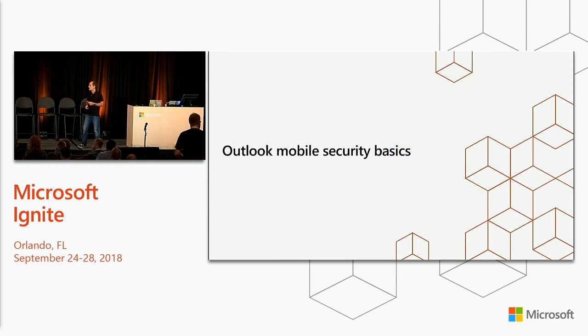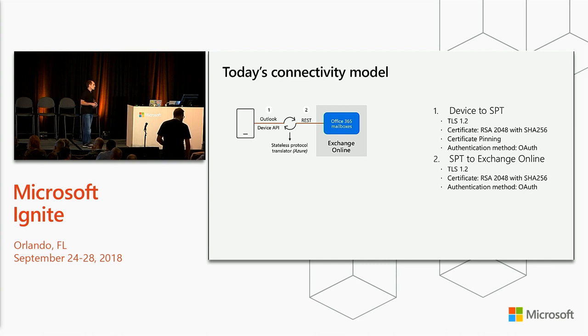So let's look at the security basics. Today, we leverage two data synchronization protocols for Outlook Mobile. We have a proprietary device API that connects into our Outlook fabric that runs within Azure. That connection is protected via TLS 1.2 and certificate pinning. And then we use the stateless protocol translator to convert. We decrypt that session. We convert the proprietary API into an API that Exchange Online understands, which is the REST API. And we encrypt that with TLS 1.2 as well. So the end-to-end session is encrypted.